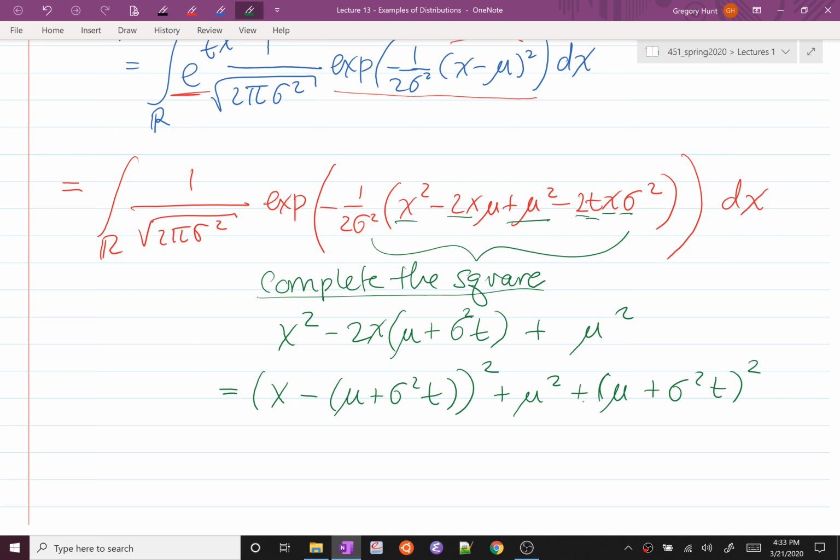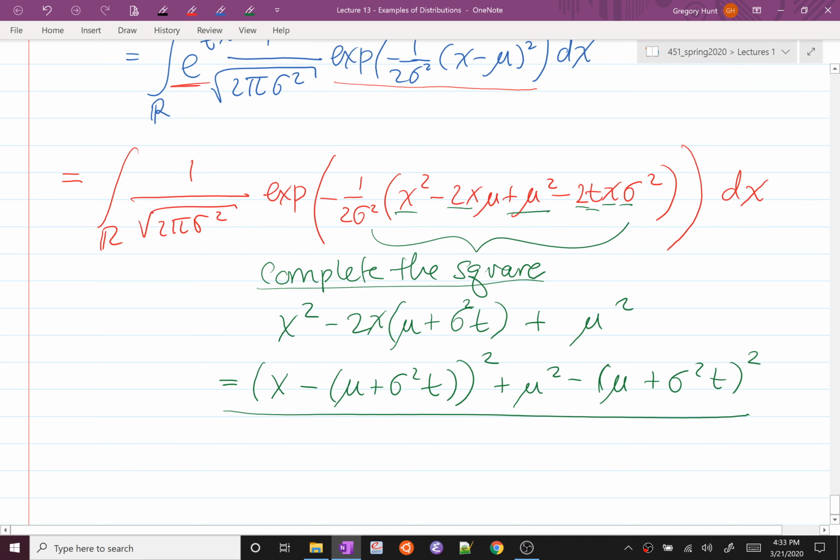Yeah, I think that should be right. Then we get a plus, plus minus, right? So it would be x squared minus 2x mu plus sigma squared t plus 2, plus mu squared, mu plus sigma squared t. And so I subtract that off. Now they're going to be equivalent. Point being, whatever algebra, you can get this squared. You can get this term up here. You can write it like this.